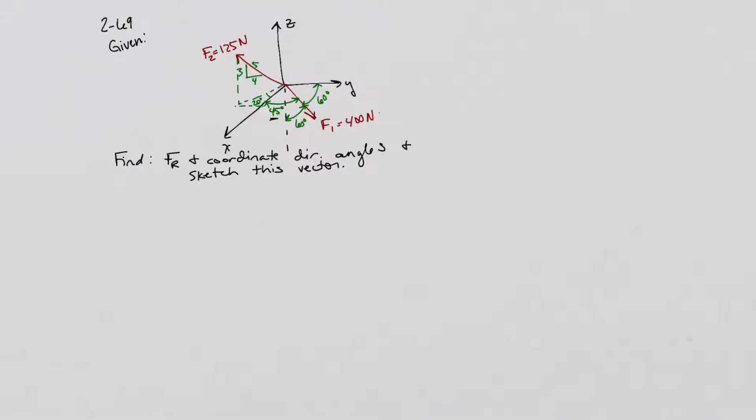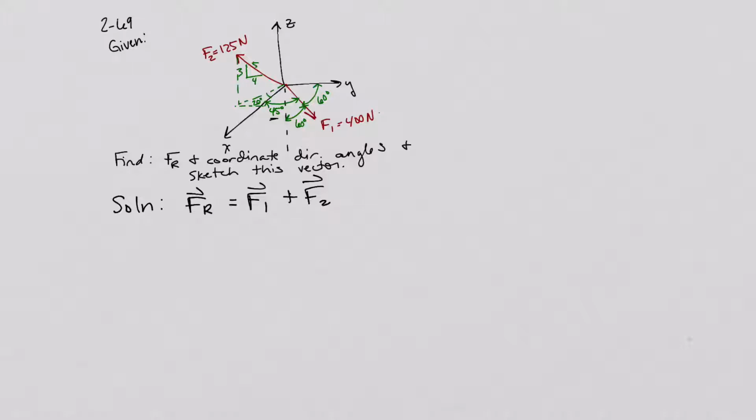So this is problem 269. Basically, we need to find the resultant force and the coordinate direction angles and sketch the vector of the resultant force. So we know that FR is going to equal F1 plus F2. And they're a little tricky here where they give us different angles for the two different ones.